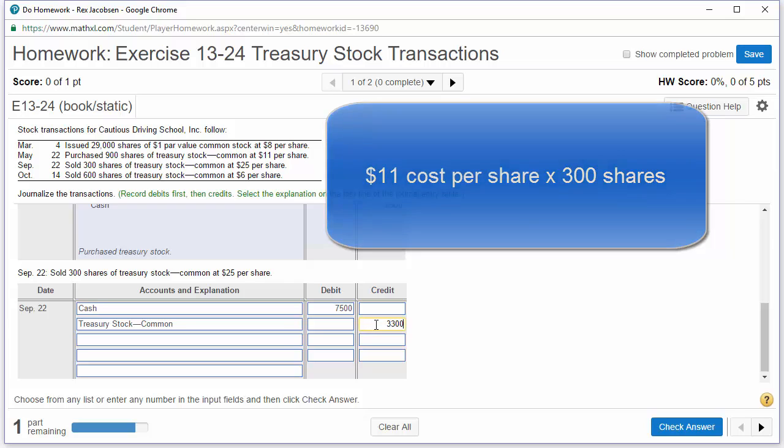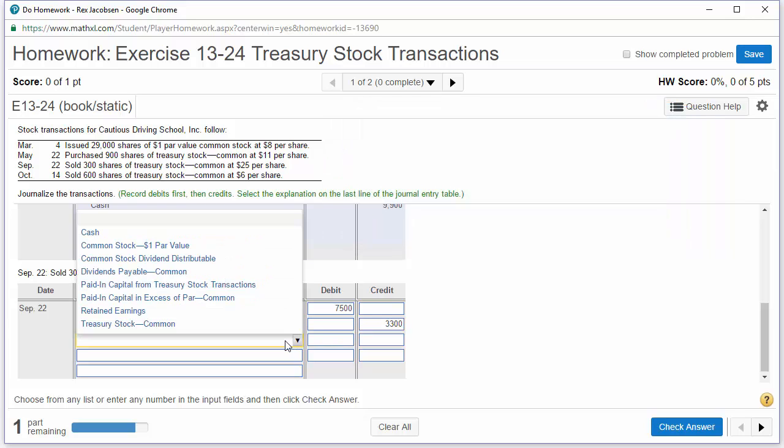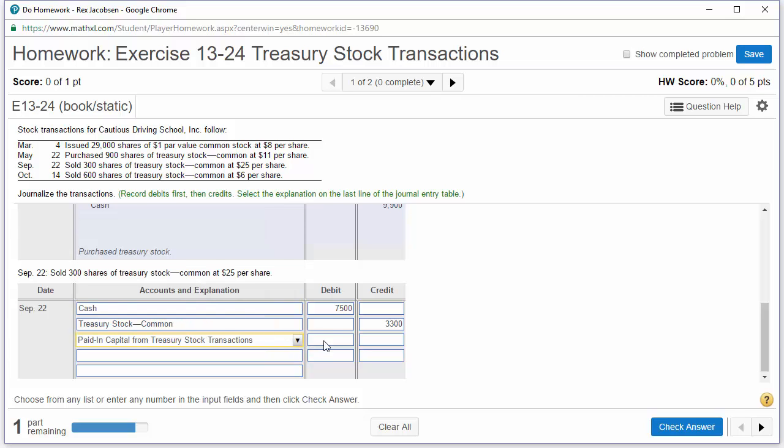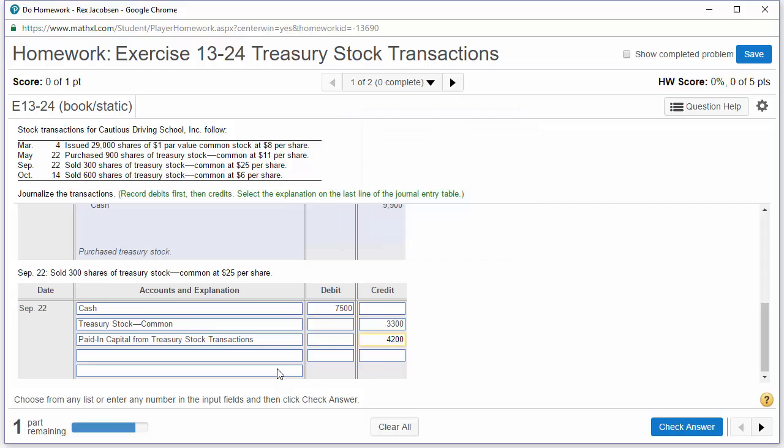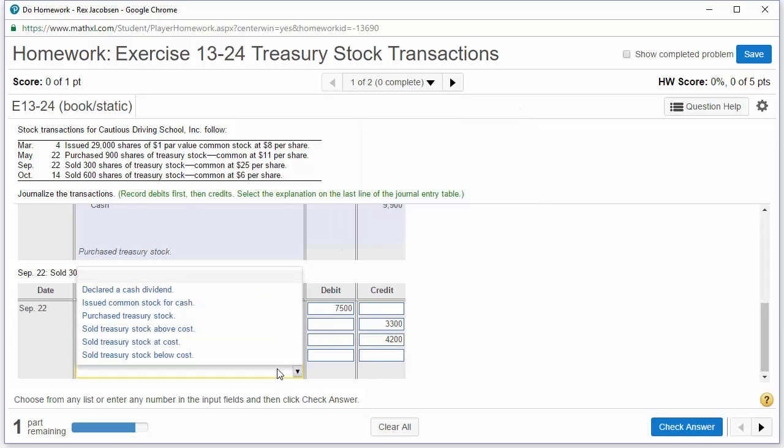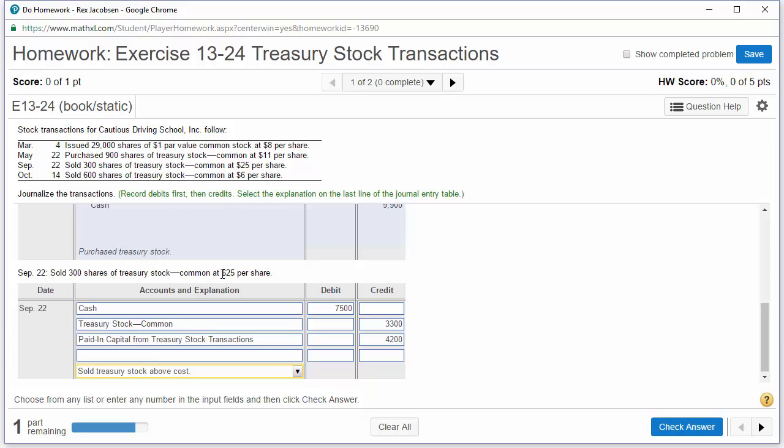Now that does not balance, so remember the balancing amount is going to go into paid-in capital from Treasury stock transactions. So the balancing amount is 7,500 minus 3,300 gives us 4,200. Now this transaction balances. Sold Treasury stock above cost. We sold it for $25 a share, and it cost us $11 a share. So it's above cost.